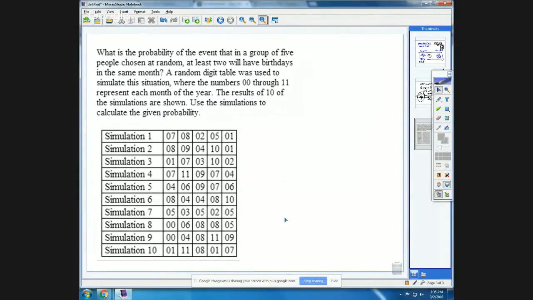So again, for me to do probability problems, I got to read it multiple times to try and figure out what the heck I'm supposed to be counting. And the hardest thing about probability problems is figuring out what to count when. So let's see, what is the probability of the event that in a group of 5 people, at least 2 will have a birthday in the same month? Okay, so then they're saying we randomly grab 5 people for situation 1. So in situation 1, were any of these people born in the same month?